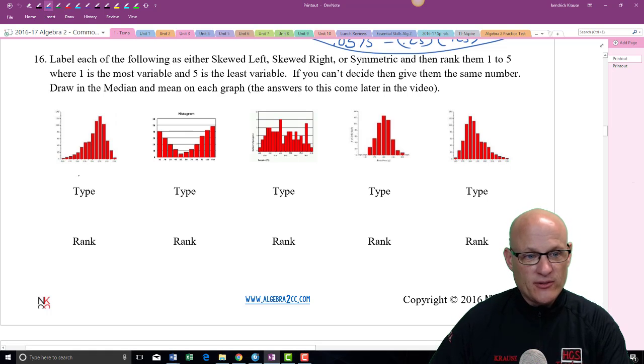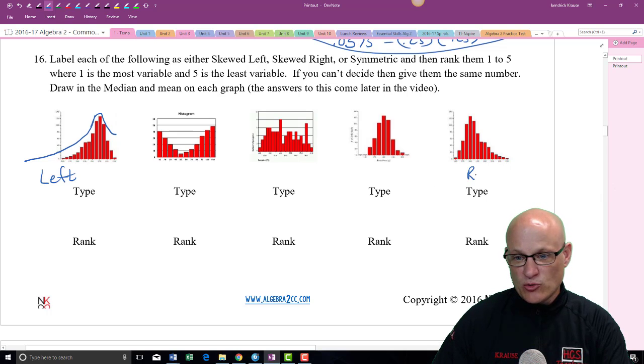Hopefully you've already graphed these. Remember, skewness follows the little tiny skinny part, the tail. It's called the tail. So skewness follows the tail. So this would be skewed left. Therefore, this one would be skewed right. Notice how I put them on the left and the right? I was trying to trick you. Skewed right. This is our normal distribution, so this would be symmetric.